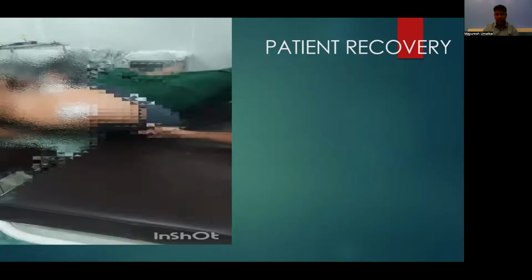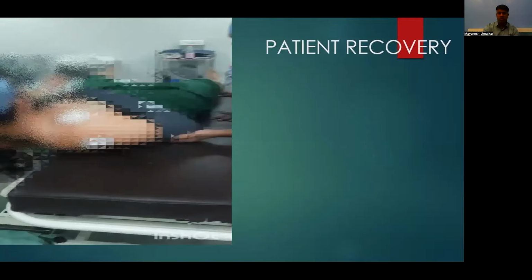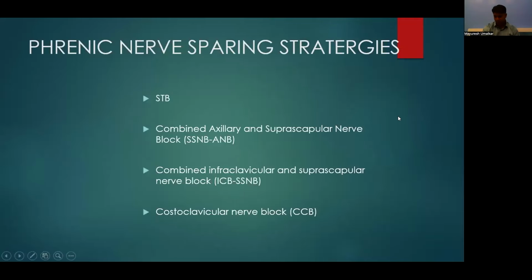The patient was completely awake and he could move on his own. Now, as we all know, interscalene block causes 100% phrenic nerve blockade.